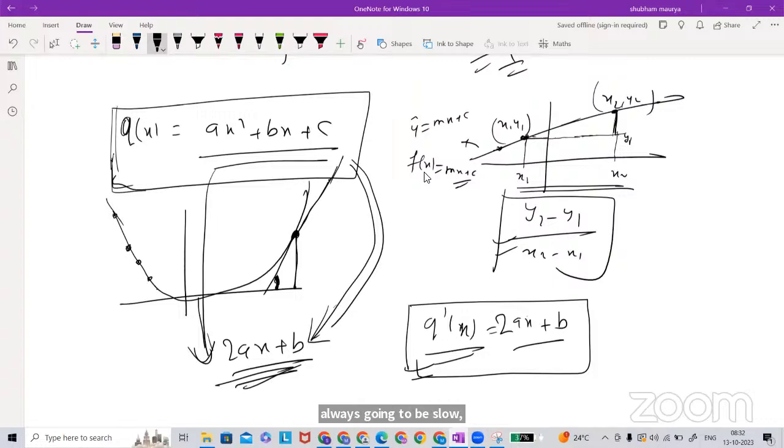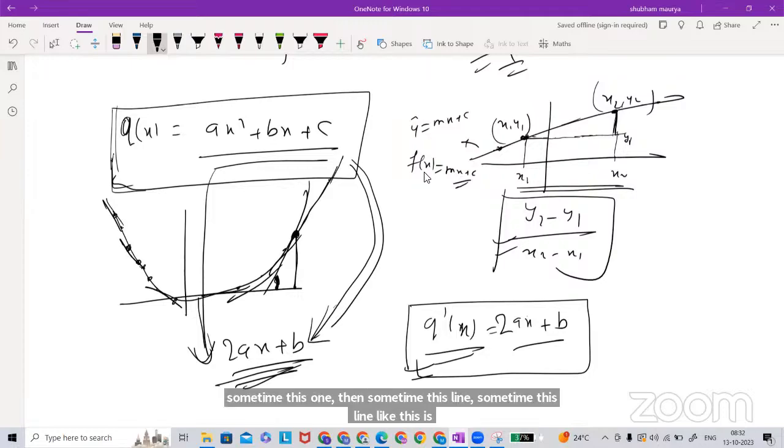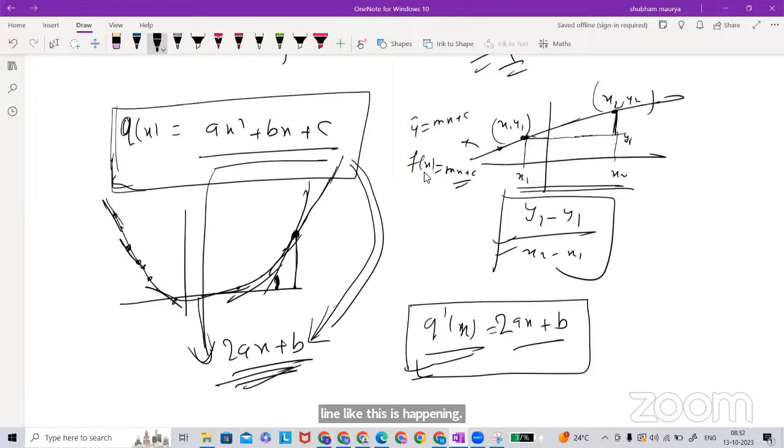The slope is different each time. If you see the tangent line, sometimes it is this one, then sometimes this one, then sometimes this line. Each time the line is changing. That's why the slope of the line is also changing, so it is a kind of variable form. Yes sir. Thank you sir.